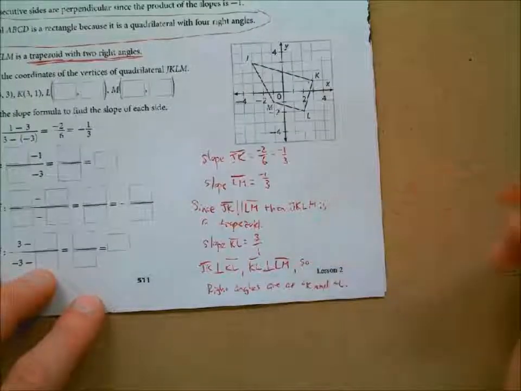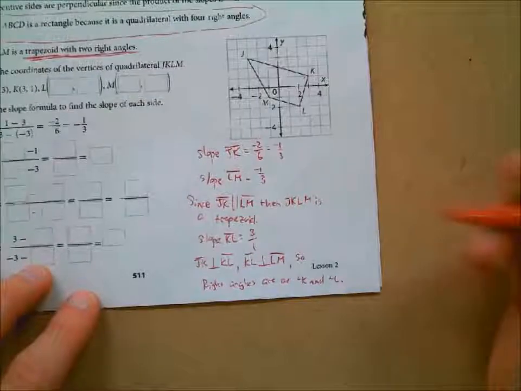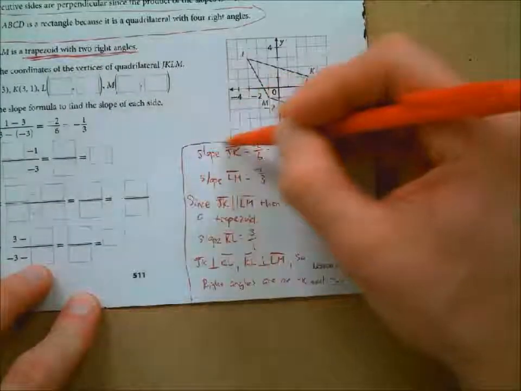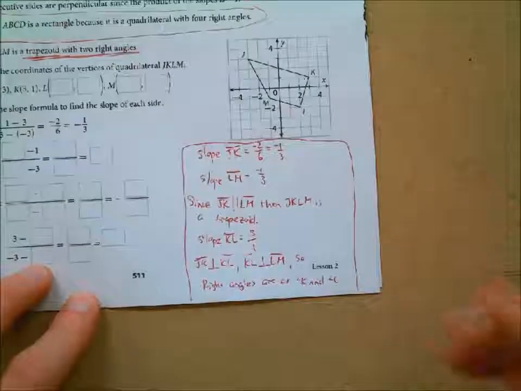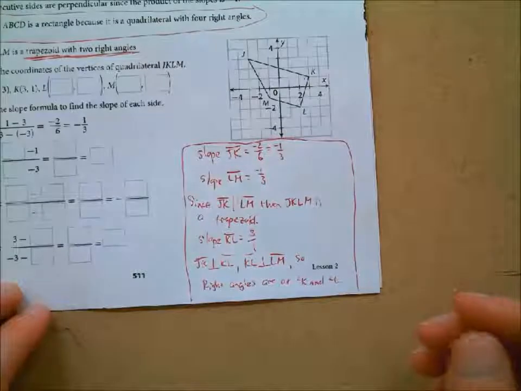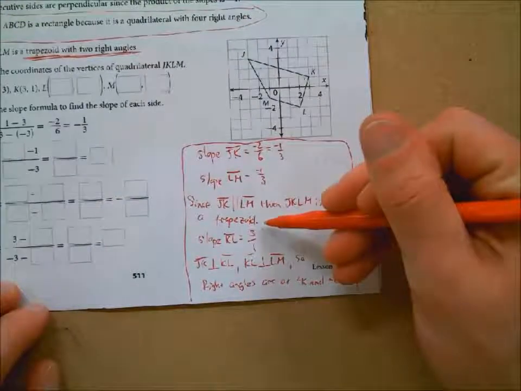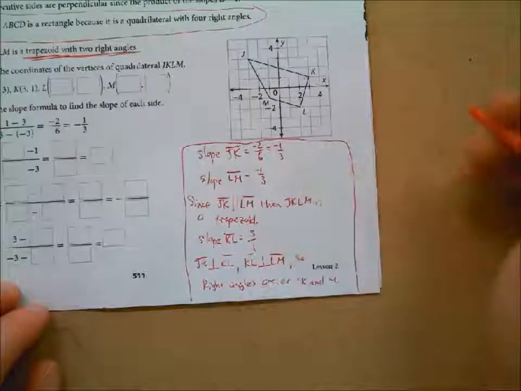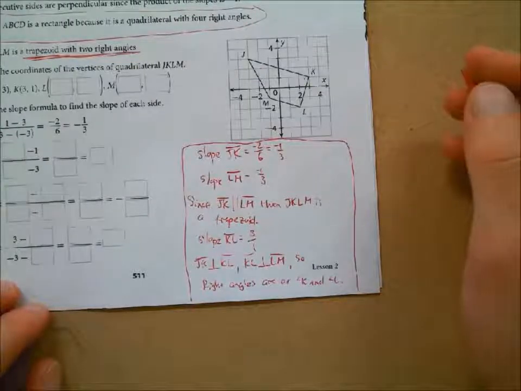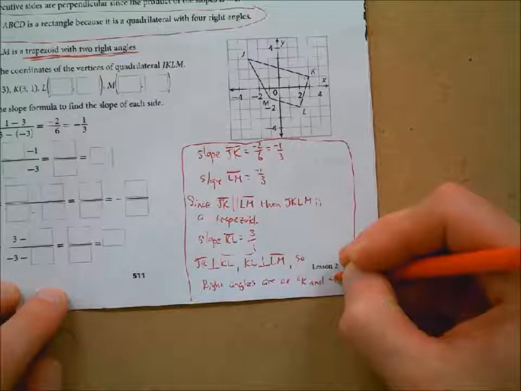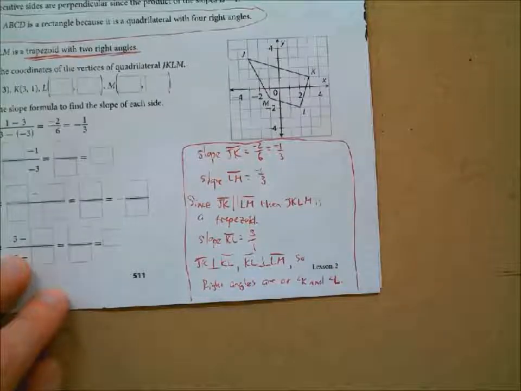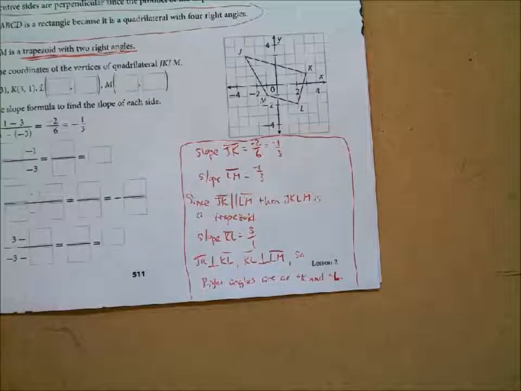Okay. And there's our little analysis. Right there. Okay. We showed the shape was a trapezoid. Then we showed that we had right angles at both K and L. Questions on any of that? Okay.